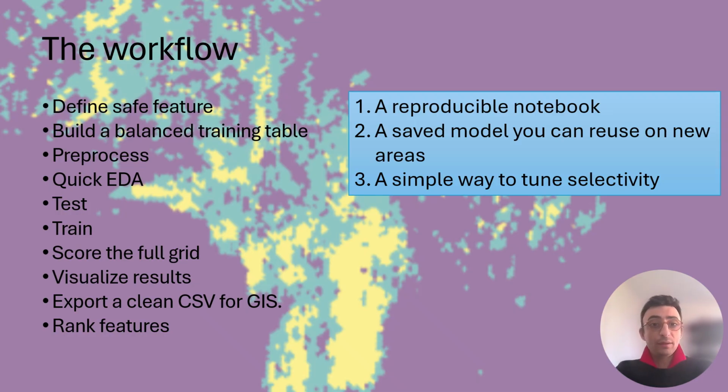What you'll achieve is a reproducible notebook that goes from raw features to a ranked prospectivity map, a saved model you can reuse on new areas or community-specific labels, and a simple way to tune selectivity so the high band matches your budget.